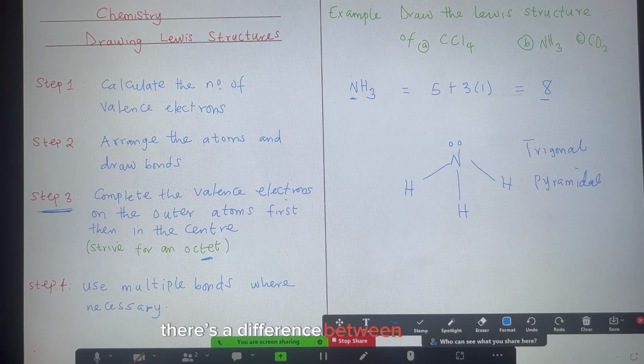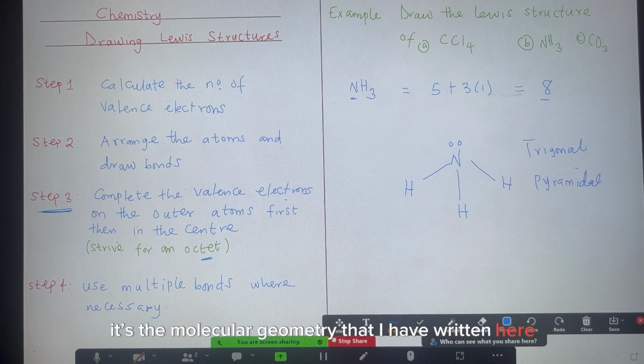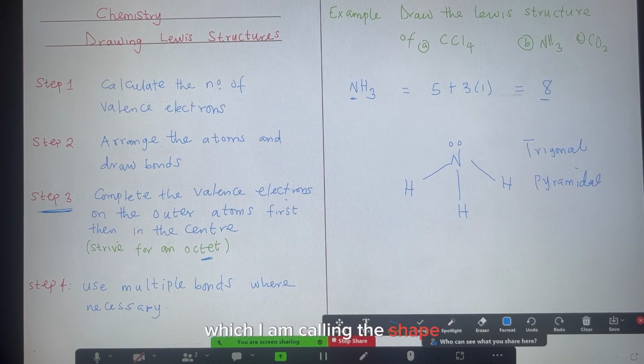There's a difference between geometry, that is electron geometry, and molecular geometry. It is the molecular geometry that I have written here, which I am calling the shape, the actual shape, okay? But electron geometry is different from molecular geometry. There's also a topic for another day. We're just learning how to draw the Lewis structure in this particular one. So let's check out the third one, which is CO2.